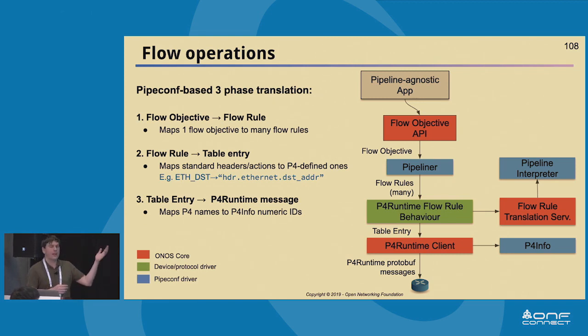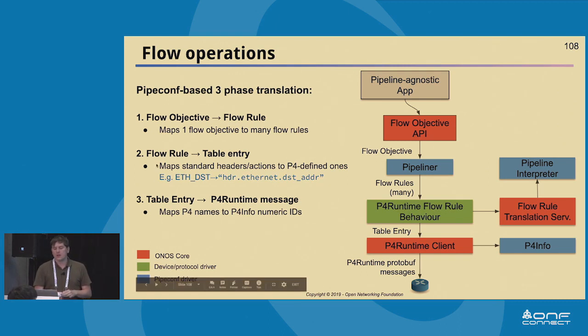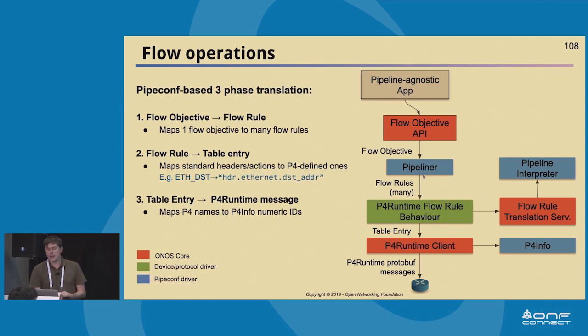In the case of the pipeline-agnostic API providing flow objectives, what happens inside ONOS is what we call a 3-phase translation. So how do we go from a flow objective to a P4Runtime message that describes a set of table entries that are equivalent to that flow objective? First of all, we map from flow objective to many flow rules. And this is done by this blue box called the pipeliner, which belongs to the Pipeconf driver.